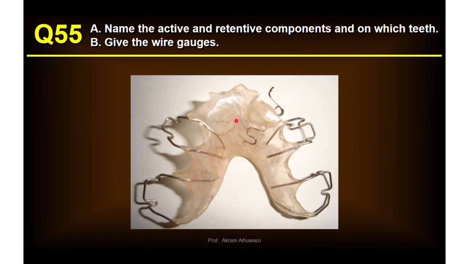Name the active and retentive components and on which teeth. The active component is Z spring and is located behind the incisor. And then the retentive components are Adams clamps placed on the premolars and molars. Give the wire gauge. The wire gauge for Adams clamps is 0.7 mm stainless steel, and then for the active component, the Z spring, the wire gauge is 0.5 mm stainless steel.